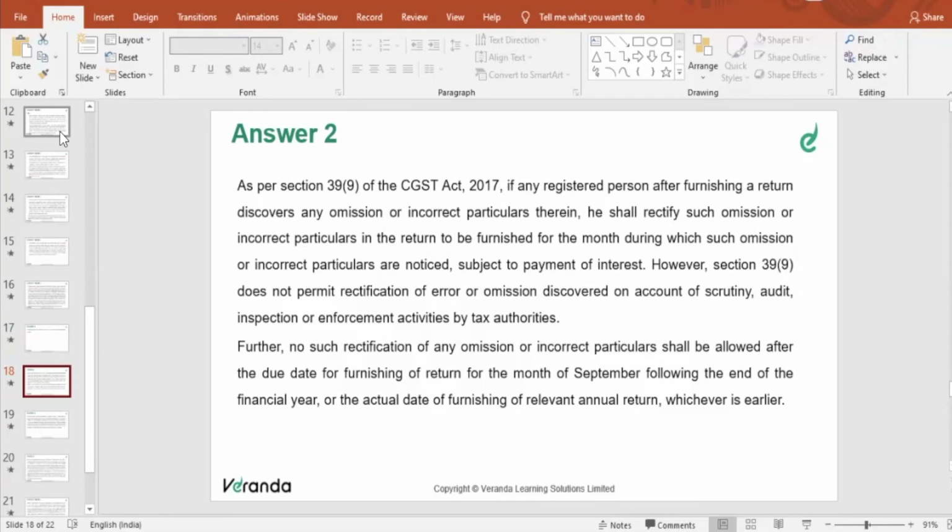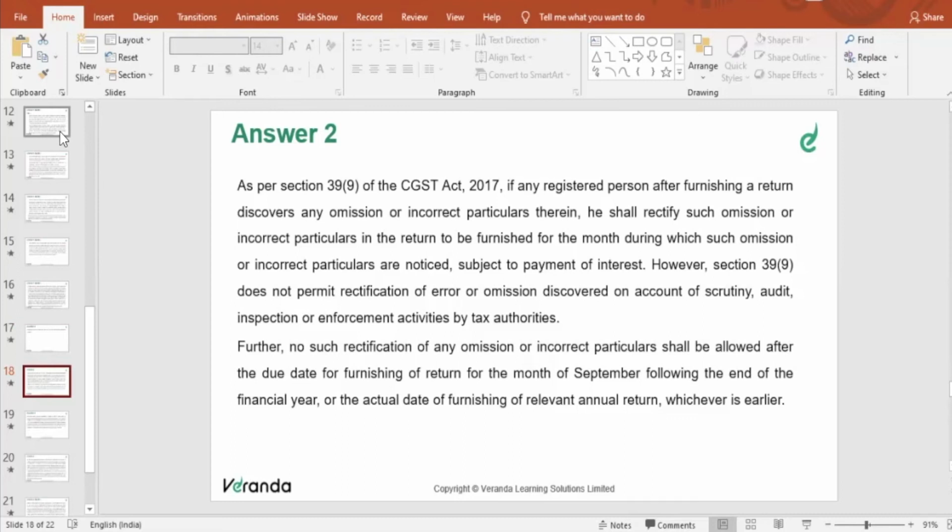However, section 39(9) does not permit rectification of error or omission discovered on account of scrutiny, audit, inspection, or enforcement activities by the tax authorities. Remember, it's the department coming and telling you, okay, you made this error, and you'll be like, okay, I'll go home and just rectify it. No, boss, you can't.